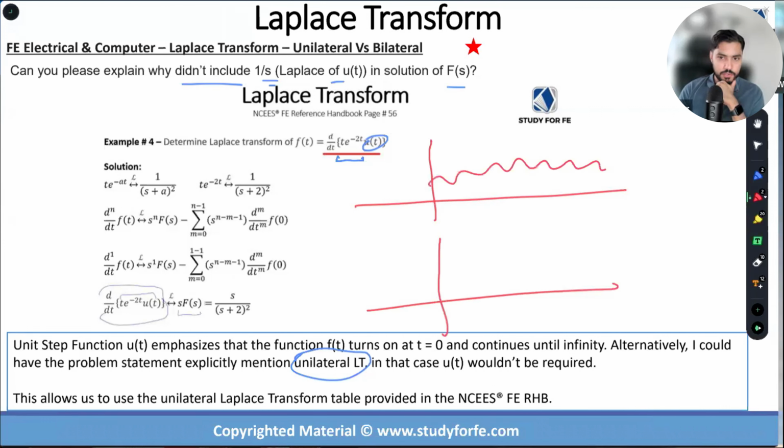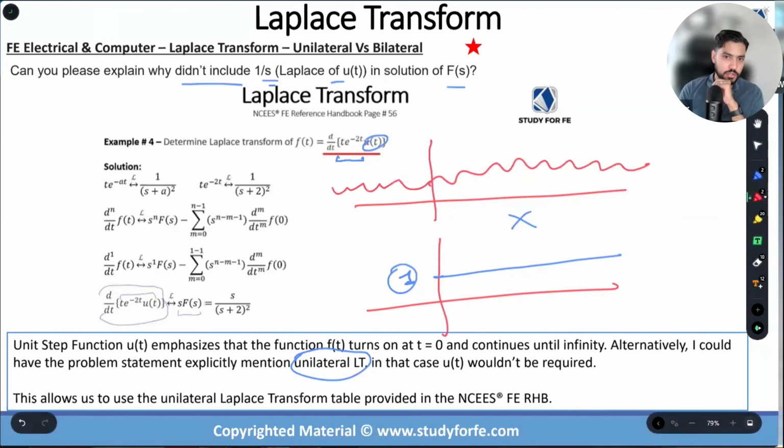Let me draw some Mickey Mouse function. This is a Mickey Mouse function. And then I have a unit step function. What is the quality of the unit step function? It has a magnitude of 1 for t greater than 0. It starts at t equal to 0, turns on at t equal to 0, and maintains unity magnitude. Now let me extend the Mickey Mouse function to negative infinity as well.